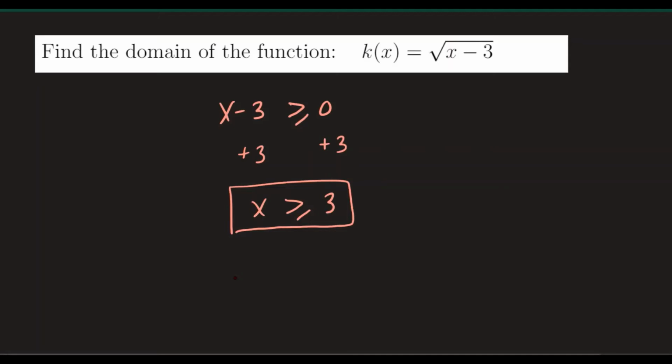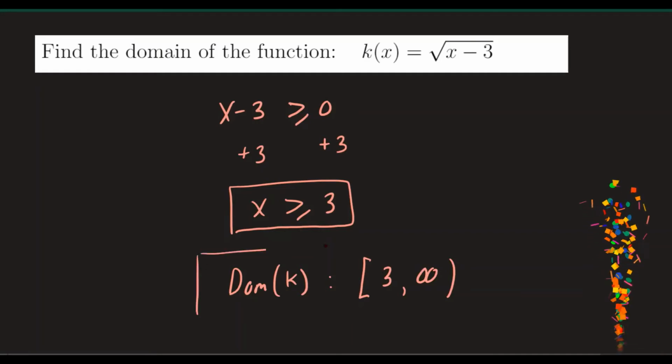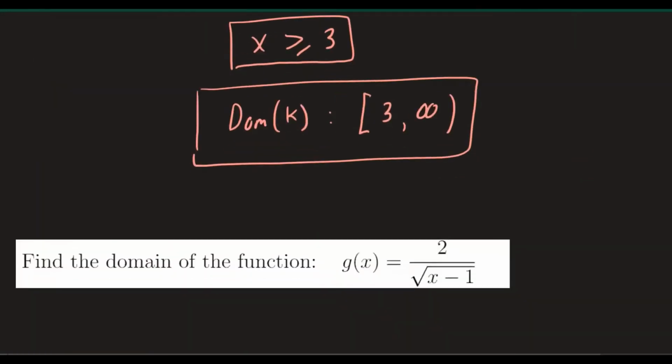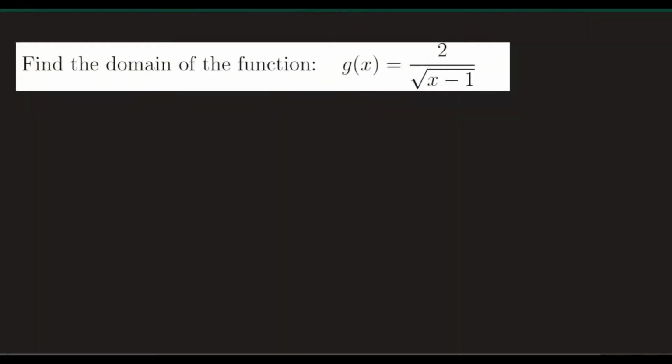So in interval notation, we will say the domain of k is going to start at 3, so bracket 3 all the way to infinity. So that would be the domain of k of x. Okay, let's try another one. Now this is another function that we're looking for the domain of.